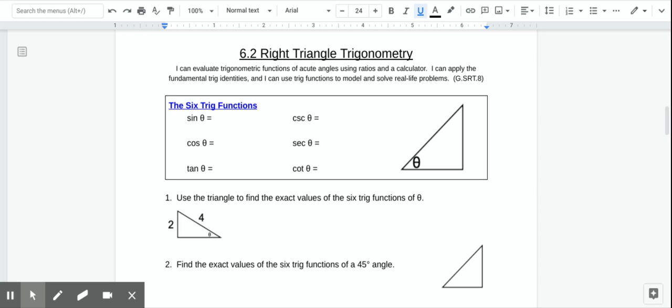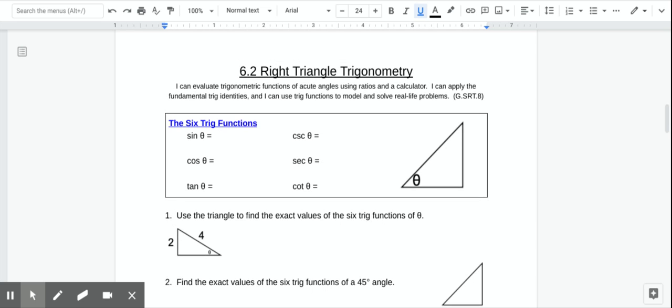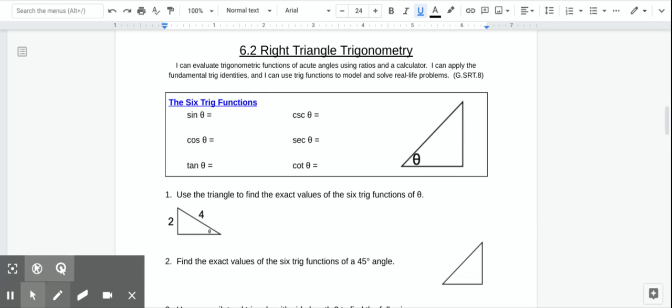In lesson 6.2, we are going to start talking about trigonometry as it relates to right triangles. So this should be a review from both geometry and algebra 2. We talked about these things. So we have 6 basic trig functions. They are sine, cosine, tangent, cosecant, secant, and cotangent. And hopefully you remember from some point the great acronym SOHCAHTOA. Okay, we're going to use that a lot.